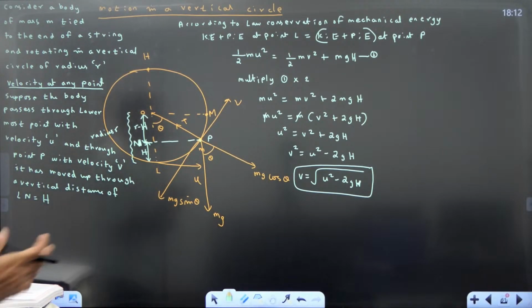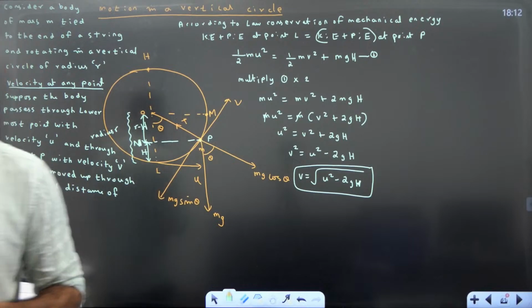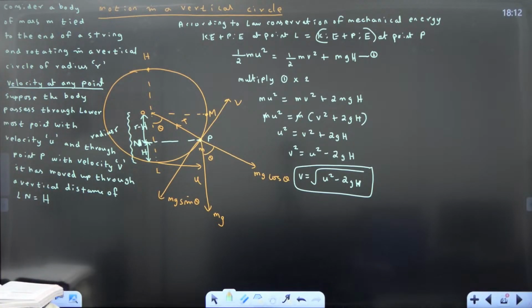Velocity at any point in motion in vertical circle. What is the equation? V equal to root of u square minus 2gh. Any doubts?